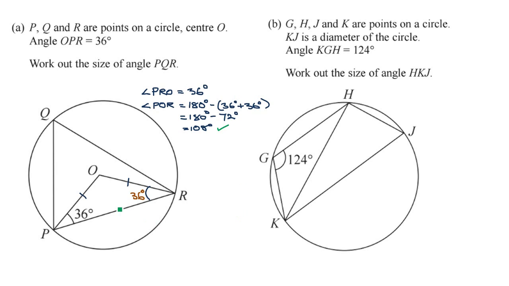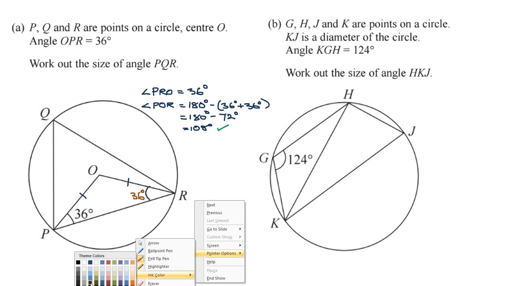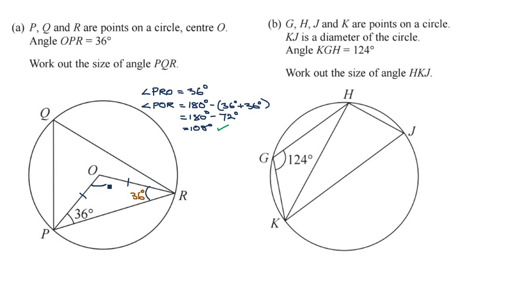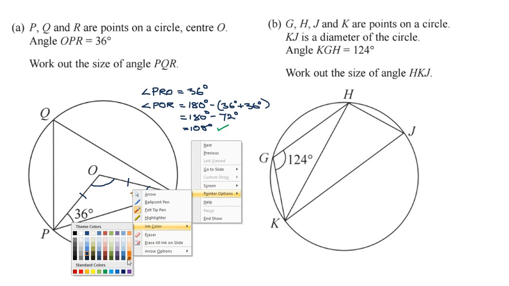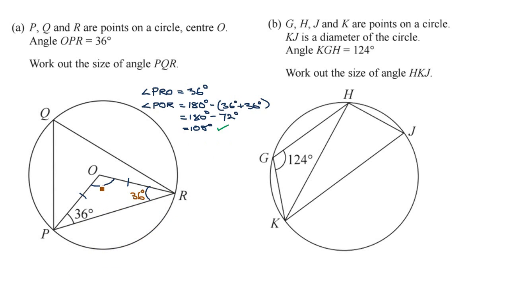So POR is the angle at the centre, and again I'm going to write that in on the diagram so I can see very clearly how I'm getting on. So I've now got 108 in the centre. And the angle in the centre, of course, is twice the angle on the circumference. You can see this classic arrow shape, sometimes called the arrow theorem.